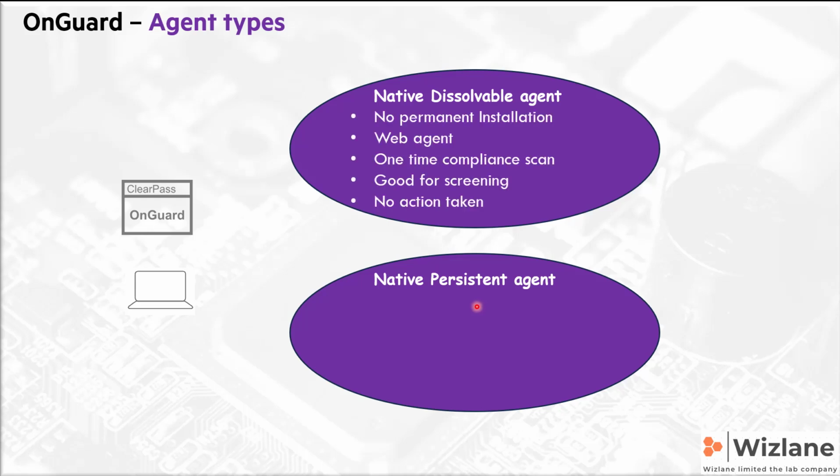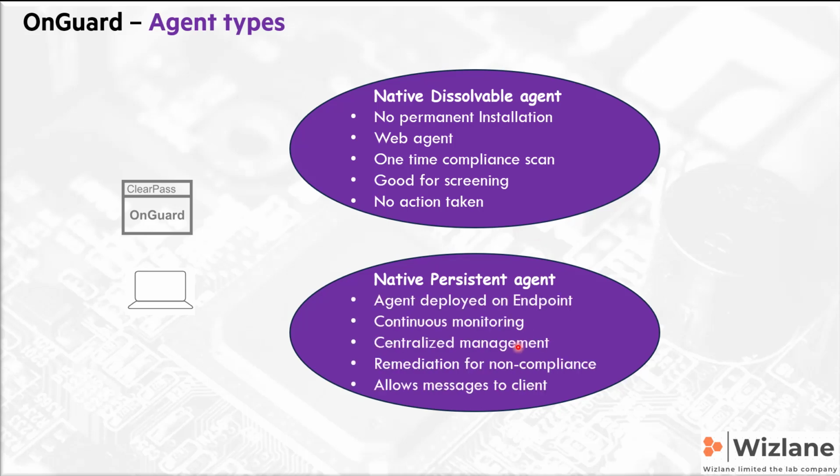Dissolvable agent, obviously, no permanent installation. It's a web-based agent. It's good for one-time compliance screening. No action can be taken. And on the other hand, you have persistent agents. So it depends on the client, it depends on the requirement. Agents can be either persistent or dissolvable. And we're going to see also another third way to go, which we call agentless as well.